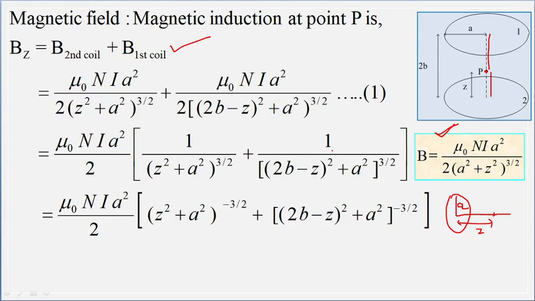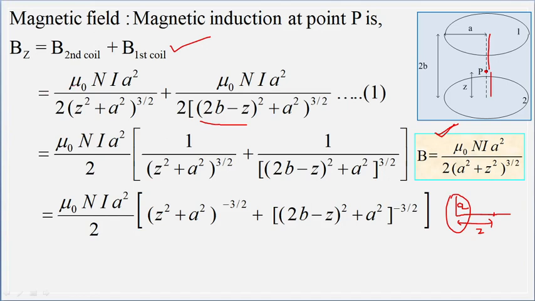For the second coil, the same formula applies, so here the distance is Z. For the first coil, Z is 2B minus Z, which is the distance from the center. Then we have to find the second derivative of that magnetic field and make it equal to 0. When we do that, the condition will be satisfied that at that point the field will be maximum. Before differentiating, we have to simplify this.